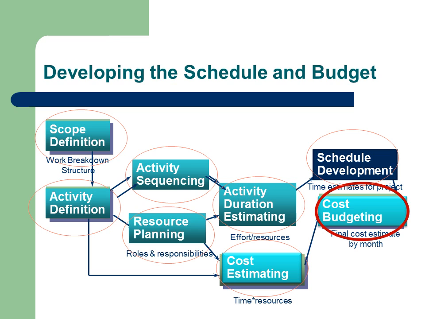Once you have a schedule and a cost estimate for the project, you can then create a time-phased budget by breaking down expenditure into monthly intervals.